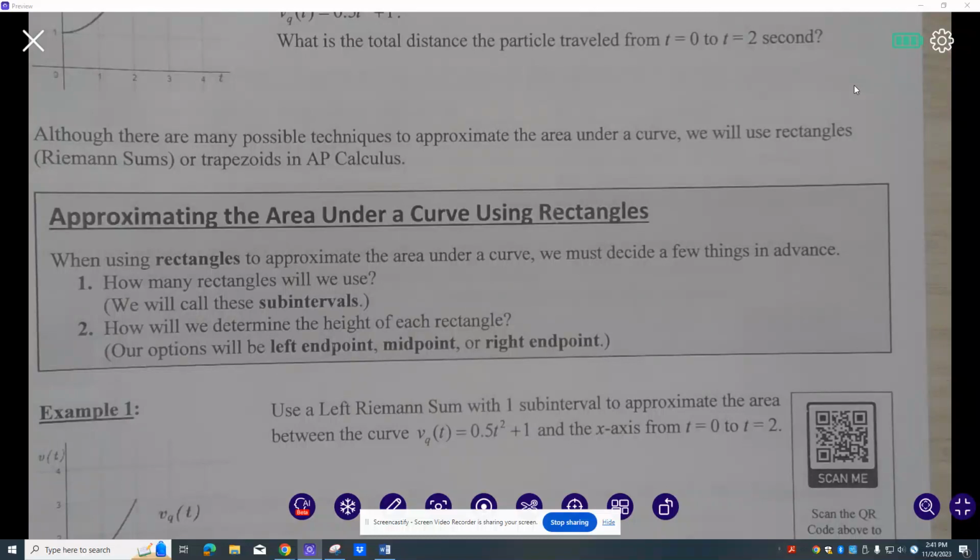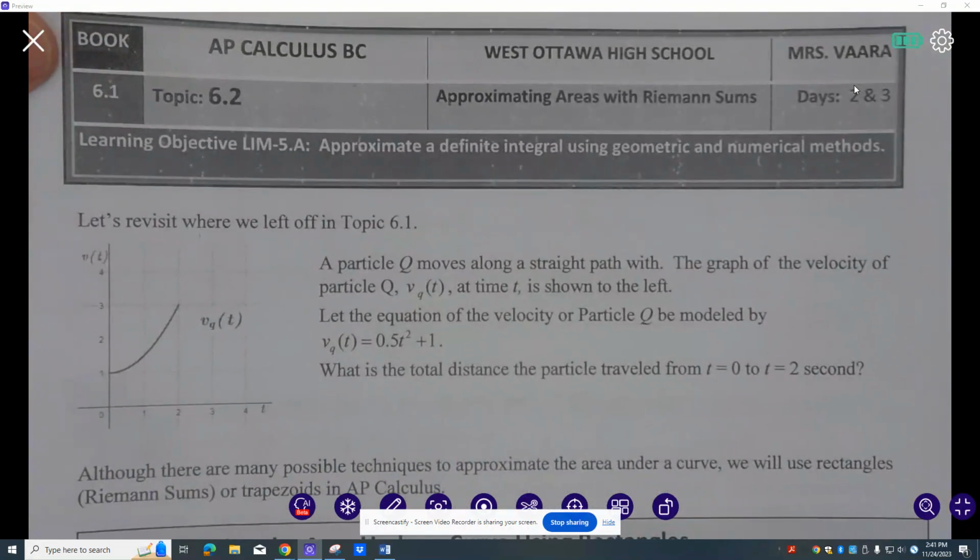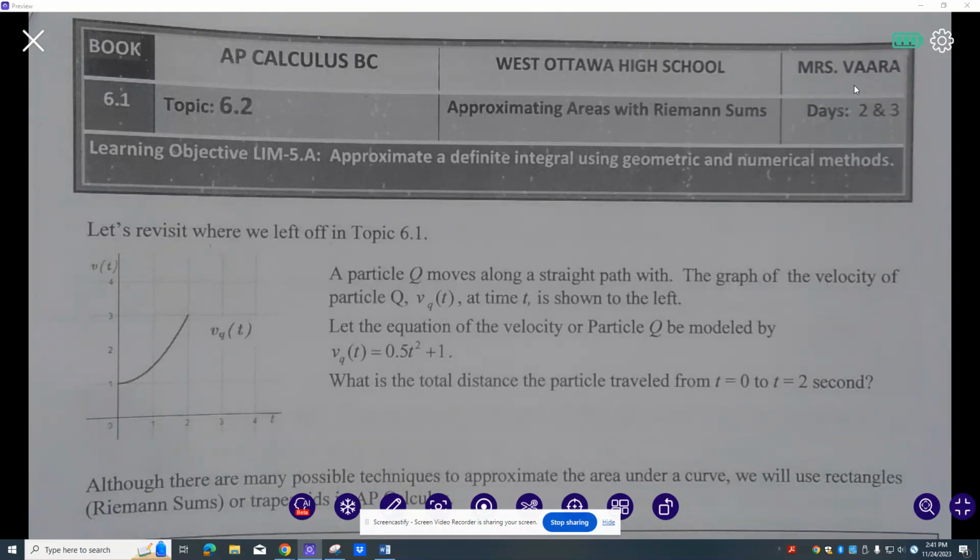Hey calculus students, this video is going to be the first couple examples for topic 6.2. So in topic 6.2 we're getting into that area under the curve when we don't have a nice geometric shape, where we can't use geometry.